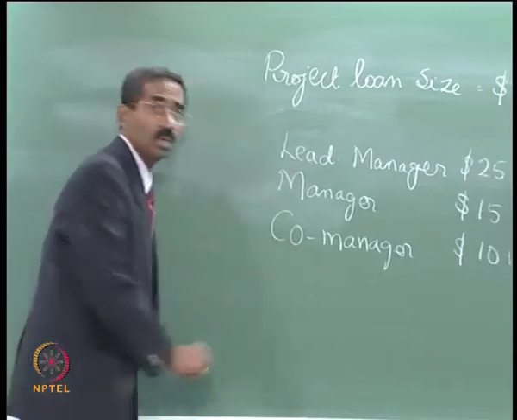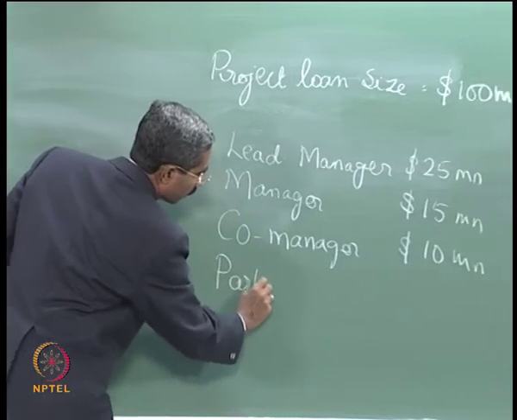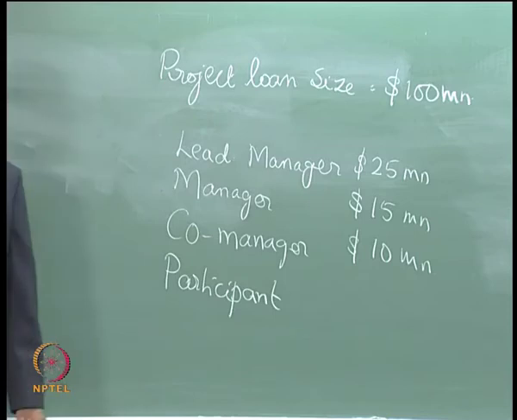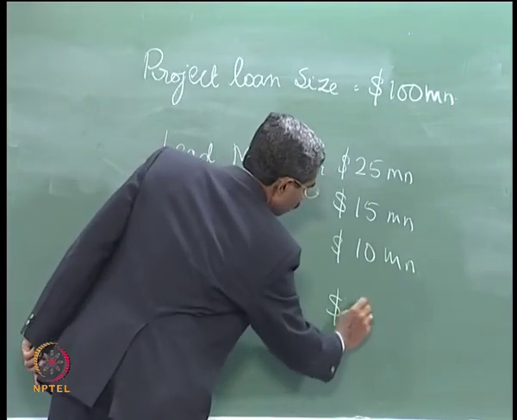Then we have what is called a participant. A participant in a deal provides the lowest investment amount. A participant can provide, for example, 5 million.